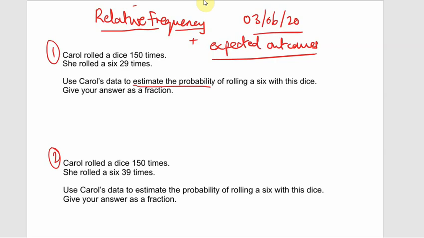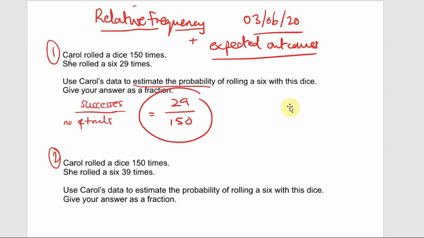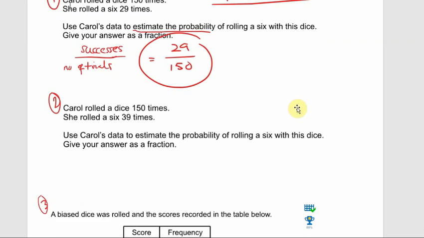But our relative frequency is the amount of times it's happened, so successes, lots of S's, over the number of trials. So we've rolled a 6 29 times and we've rolled it 150 times in total. So it would be 29 out of 150. This next question is hopefully going to be quite easy for you. You might think, oh yeah, easy peasy. Well, this time we've rolled it 39 times out of a total of 150 times. So our probability is 39 out of 150.